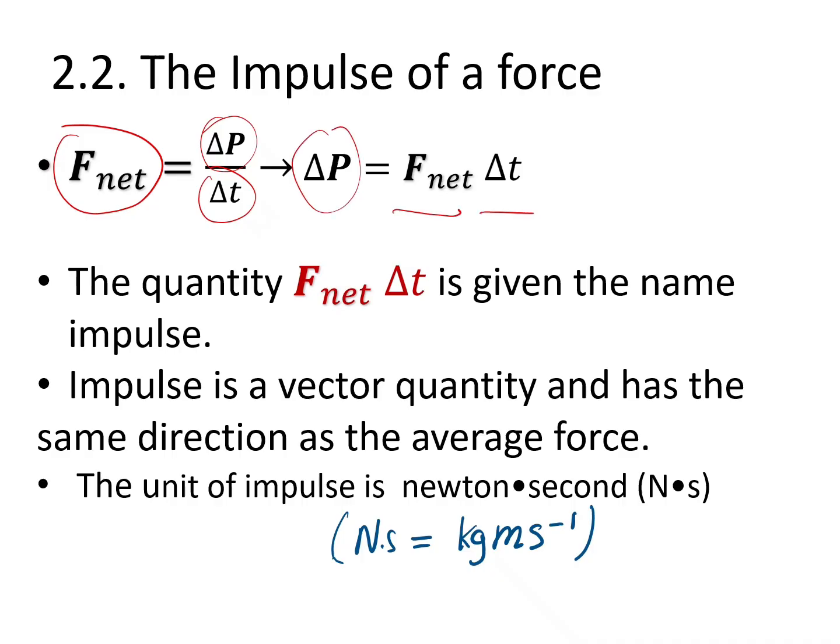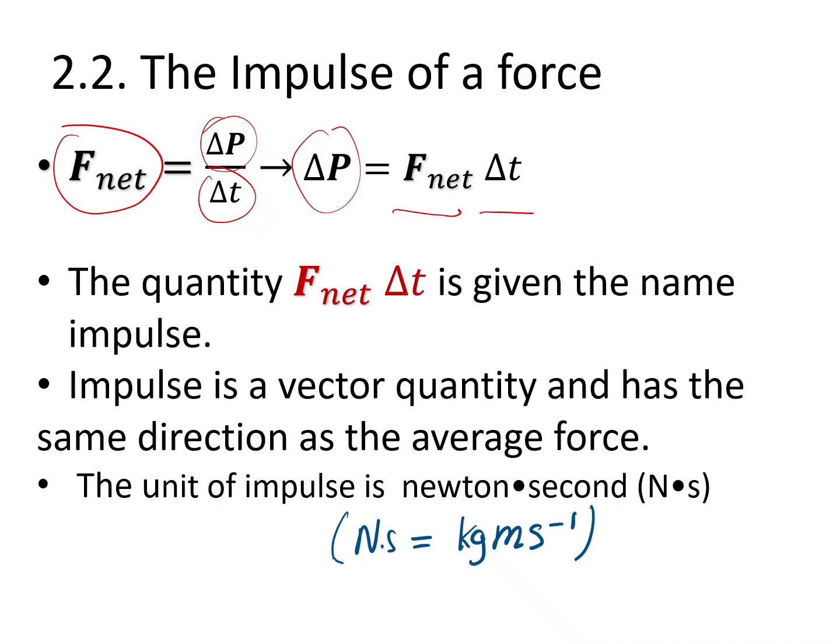The quantity net force times time interval is called impulse. So impulse is equal to the change in momentum. This relationship is often called the impulse momentum theorem. It tells us that a force acting over a time interval changes an object's momentum.